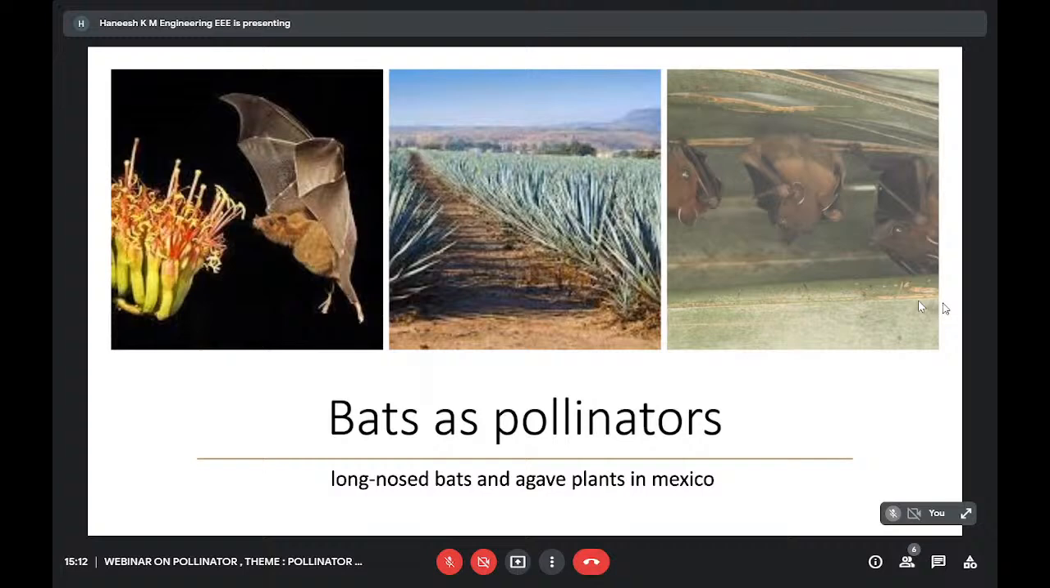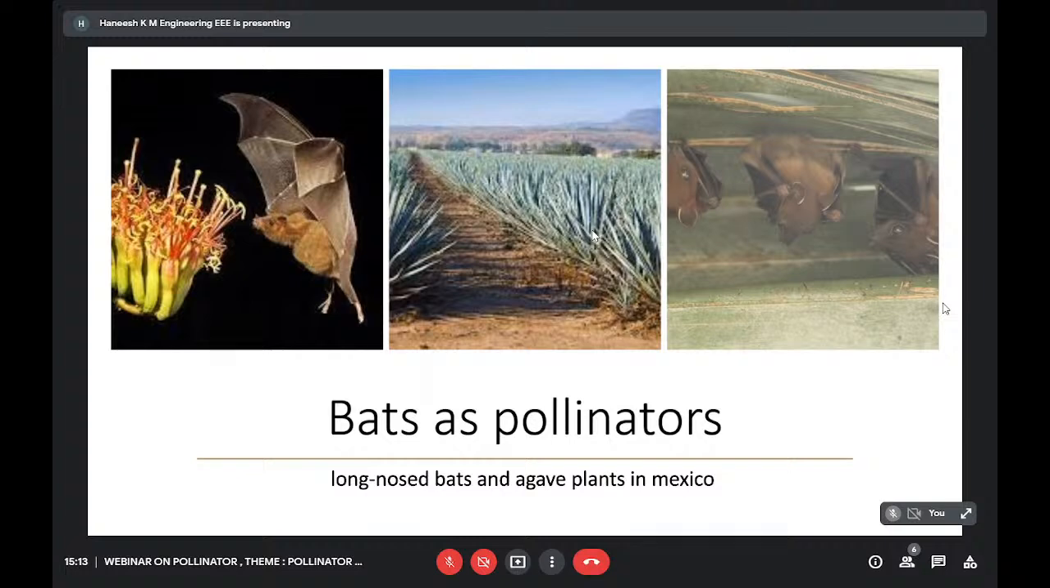So this is on the relationship between a long-nosed bat and the agave plants in Mexico. You would have seen some such kind of plants. This is a particular plant they are cultivating in Mexico. Why they are cultivating this plant is that in the stem of this plant there will be a lot of starch storage, and they use this starch to make the particular liquor known as tequila.